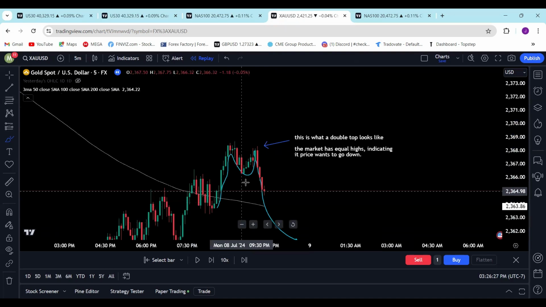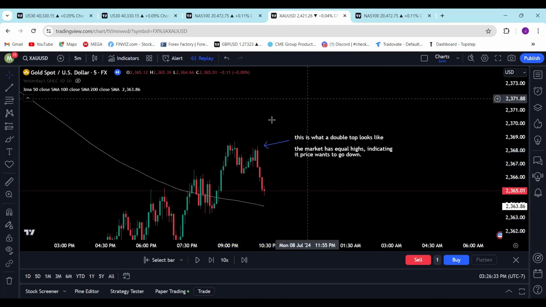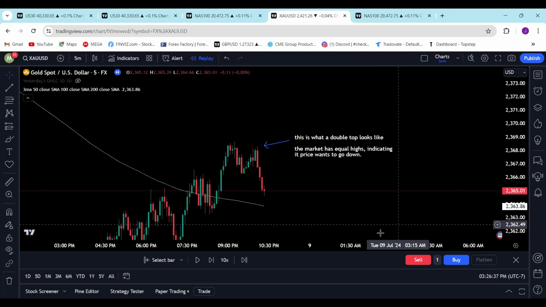So people literally trade that as their own strategy. I don't do it, but when I do see it, I am tempted to get in it for a sell. And sometimes I do, sometimes I don't. It's just how do I feel about price action? What am I looking at, right?